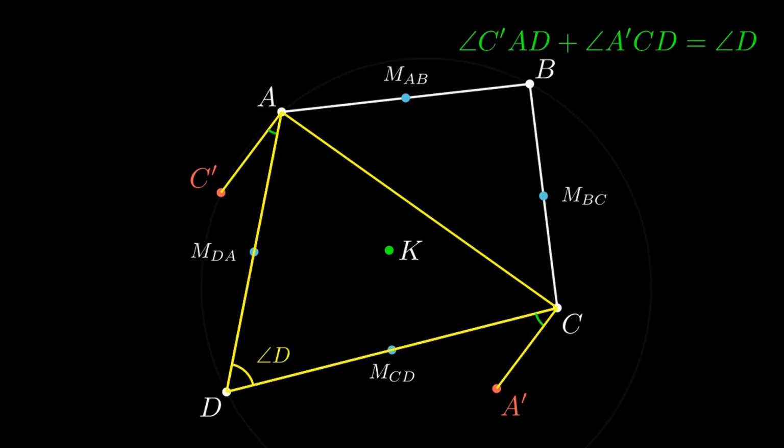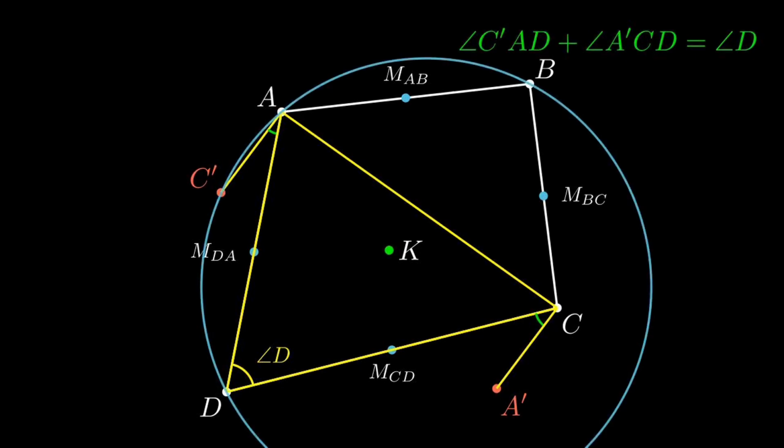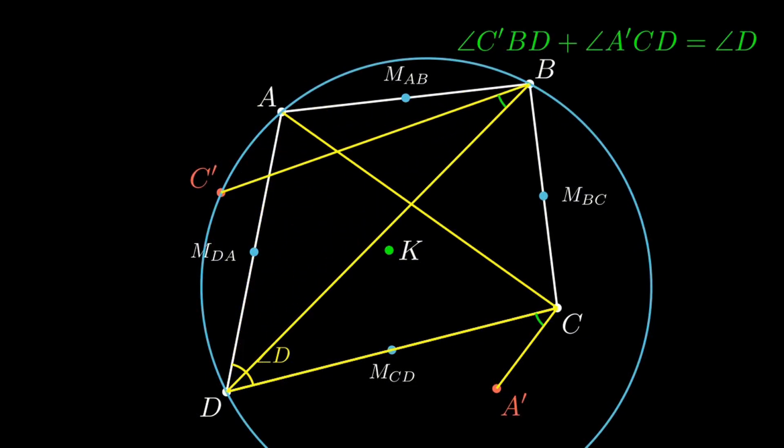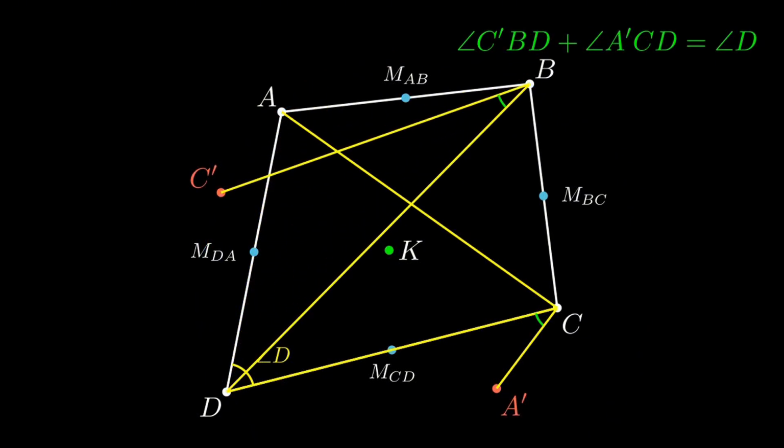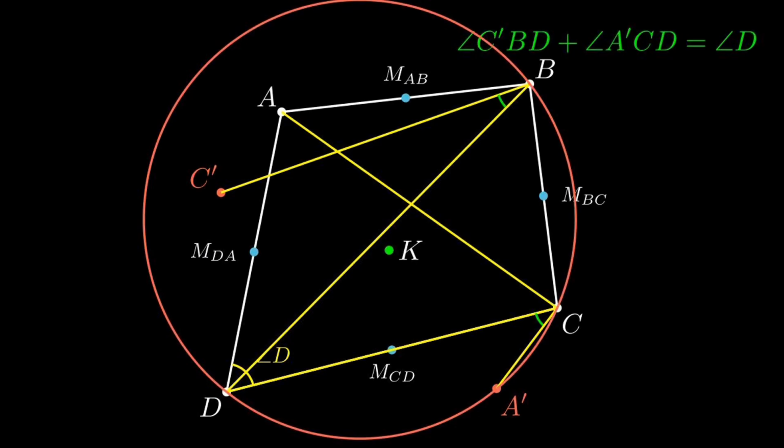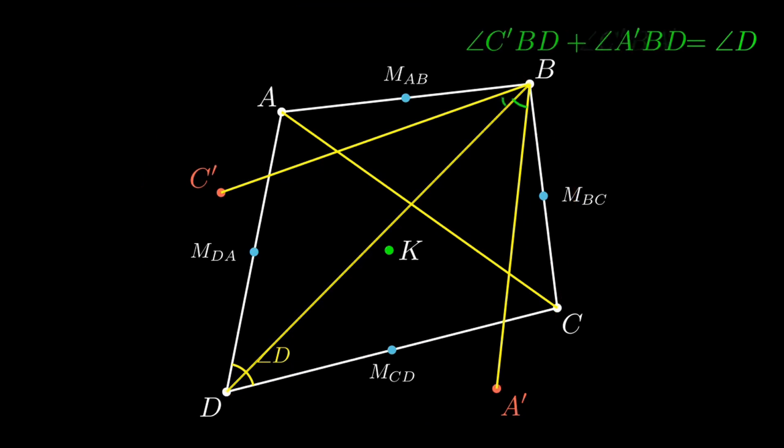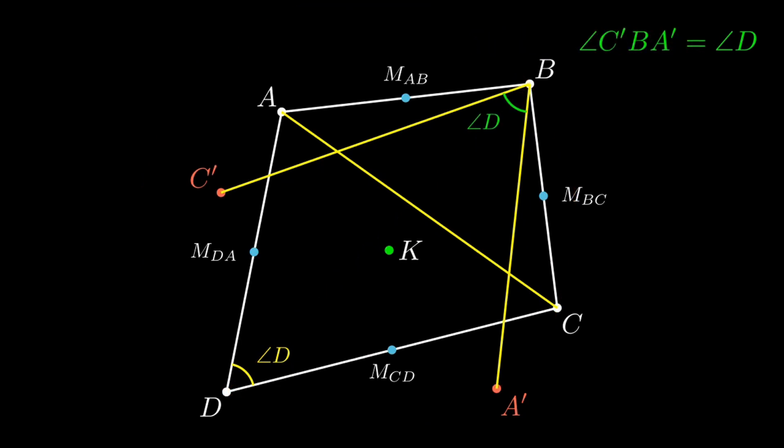Consider the circle DAB and C prime as a point on it. Thus, the angle C prime AD equals the angle C prime BD, as they are subtended by the same arc C prime D. Similarly, in the circle BCD, angle A prime CD equals angle A prime BD. Thus, considering their sum, angle C prime BA prime equals angle D.